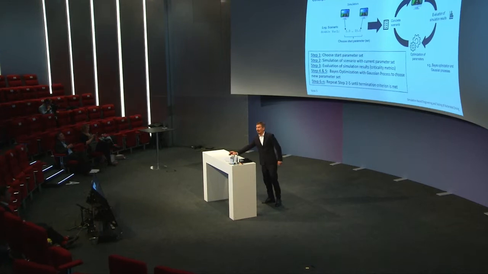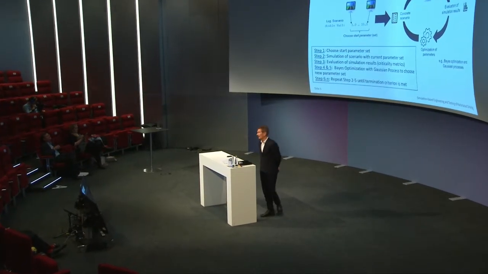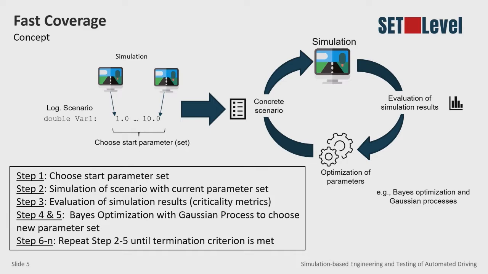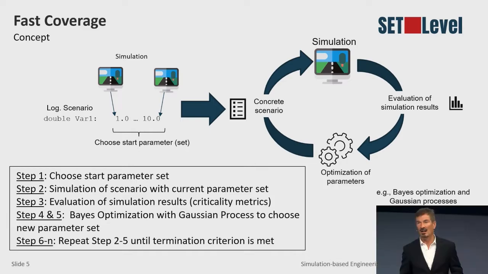OK, let's look at the first. The general idea is we do some simulations, start with a concrete scenario, do a simulation, evaluate it for criticality, and then choose the next one and go on and go on and go on. And the interesting thing is, of course, to choose cleverly. And in this case, for Barbara's method, fast coverage, this is an instance of Bayes optimization with Gaussian processes, as you can read. A little bit more detail on the next slide.